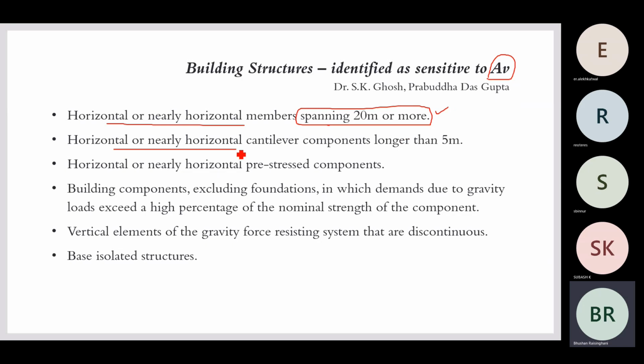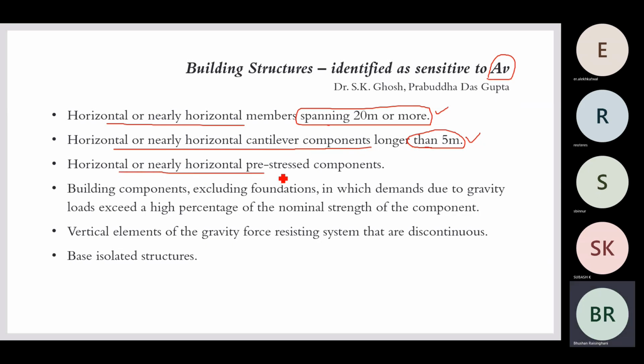Horizontal or nearly horizontal cantilever components that are more than 5 meters. So they are saying projections, but what is the length? The IS code is not mentioning. So for 1 meter, should we do the vertical earthquake or not? For 2 meters, should we do the vertical earthquake or not? That is not defined by the IS code. So this is the general definition by the practitioners and the researchers, that horizontal or nearly horizontal cantilever components that are longer than 5 meters are sensitive to vertical earthquake.